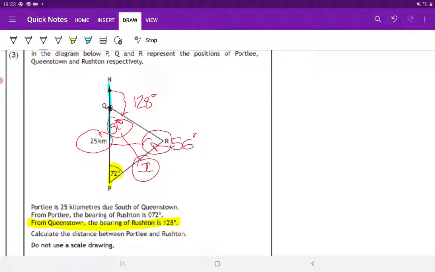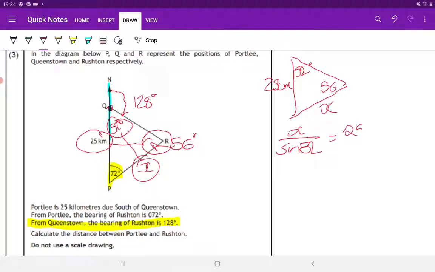And remember, if you're struggling but you know you need that angle, make it up. Make up something sensible. It's obviously less than 90. And then it means you can do the rest of the question. So this angle here is 56 degrees. This side here is 25 kilometres. Then this angle here is 52 degrees. And this is the side we're trying to work out, x. So that means that x over sine 52 equals 25 over sine 56.